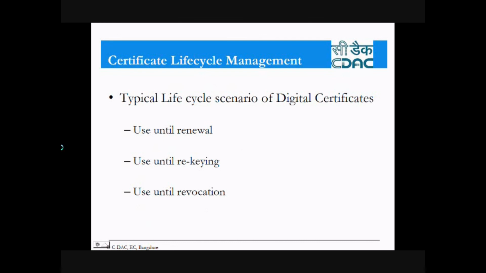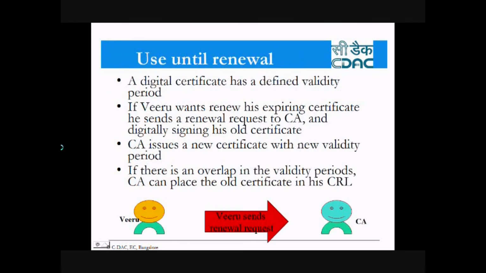Similarly, there exists a life cycle for a digital certificate. A digital certificate can be used till the renewal period. Typically, a certificate is valid for 2 years, or it can be used till a rekeying request comes, or it can be used until it is revoked. So these are the three possibilities before which a digital certificate can be legally used.